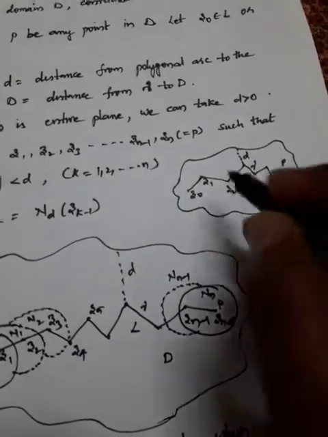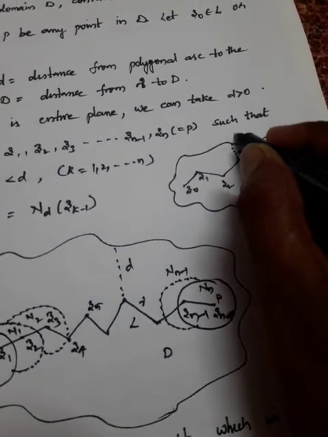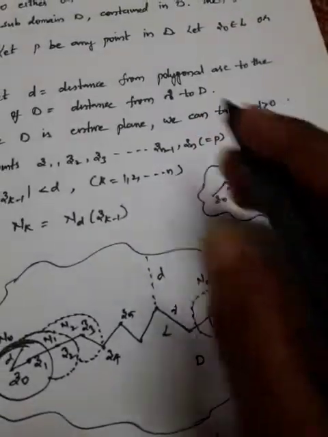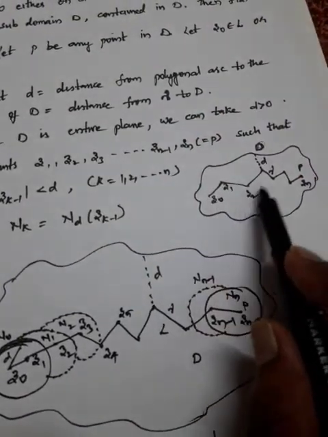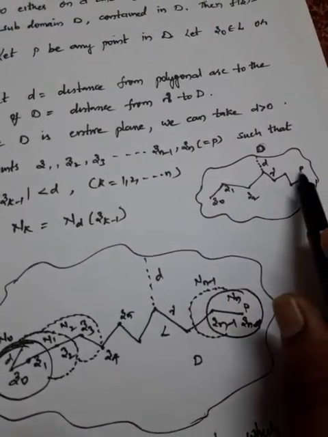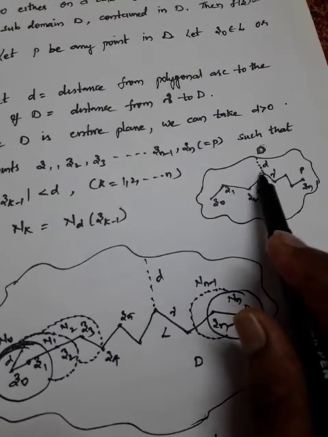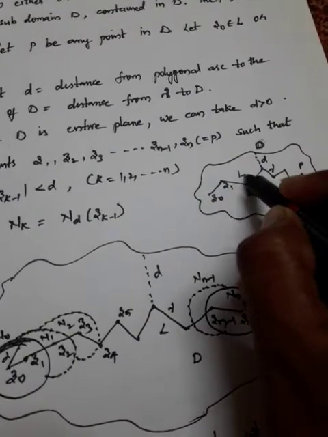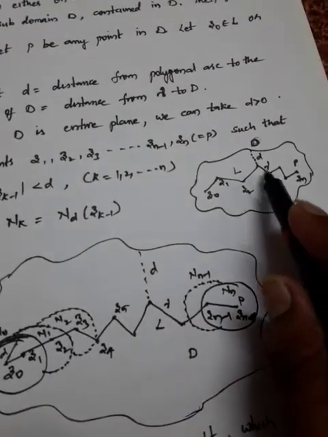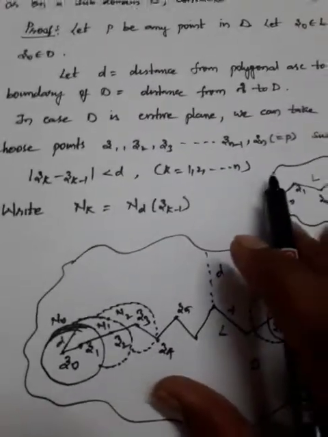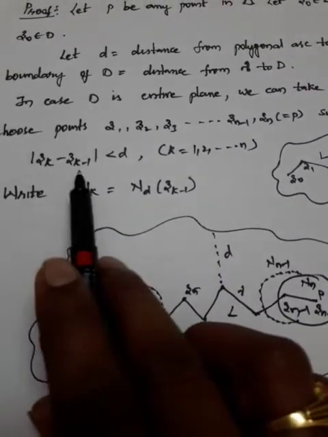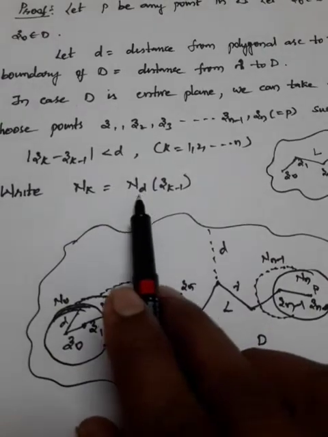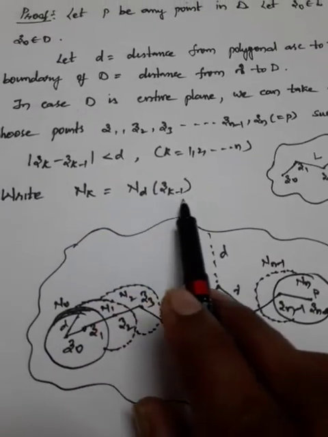This is the capital D which we have taken, with points z0, z1, z2 and so on, zn coinciding with P. This is the distance between the boundary and the line segment L. This is the line segment L. Gamma is the distance between the two. Now the modulus of zk minus zk-1 is less than d, for k equal to 1 to n, and Nk is the d-neighborhood of zk-1.